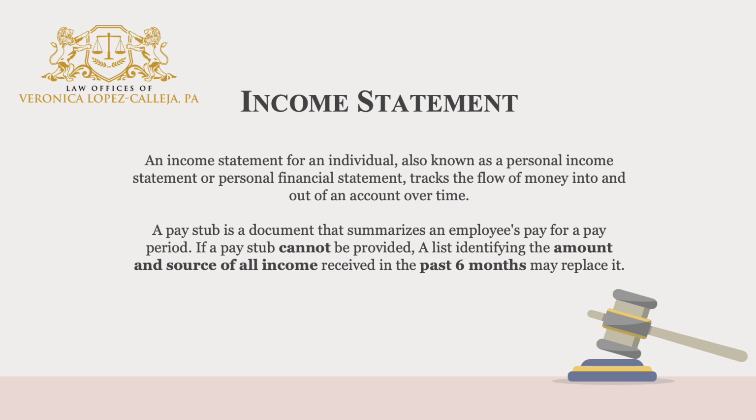Income statement. An income statement for an individual, also known as a personal income statement or personal financial statement, tracks the flow of money into and out of an account over time. A pay stub is a document that summarizes an employee's pay for a pay period. If a pay stub cannot be provided, a list identifying the amount and source of all income received in the past 6 months may replace it.